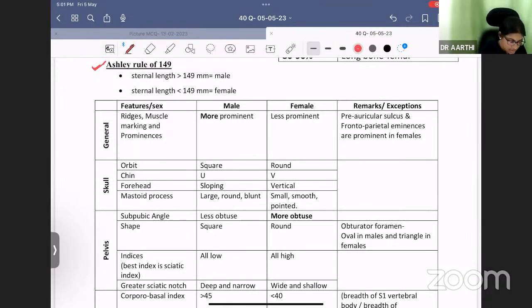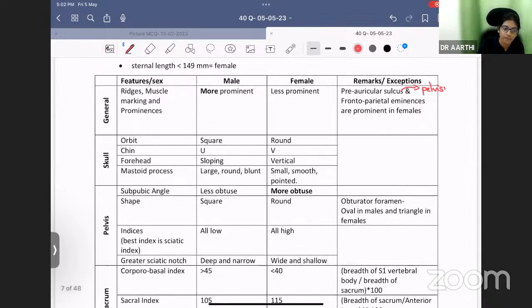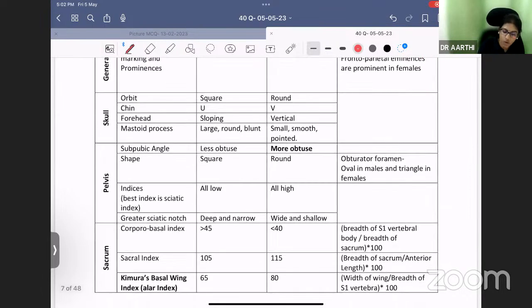The general features: males always have more muscle pull, so their prominences are going to be more, except for the frontal and the parietal prominences. And also the preauricular sulcus, which is in the pelvis region. It is prominent because the ligament that holds the uterus gets attached over it, so it becomes more prominent in females. The rest of the findings, I'll share the document, so don't worry about it. You can just revise through it.